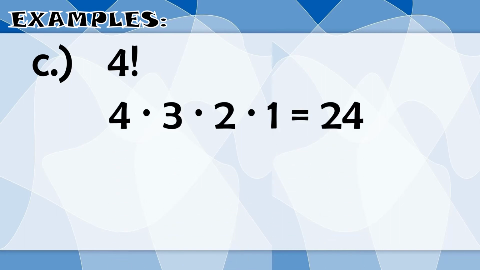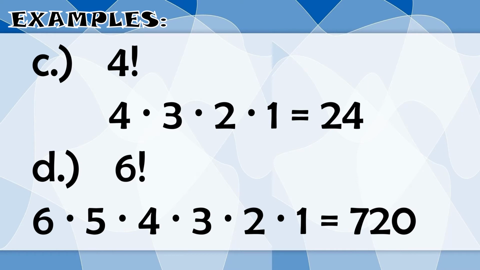Next example. Letter C, 4 factorial. So let's start at 4. 4 times 3 times 2 times 1 is equal to 24. Letter D, 6 factorial. 6 times 5 times 4 times 3 times 2 times 1. The answer is 720. That is so easy.